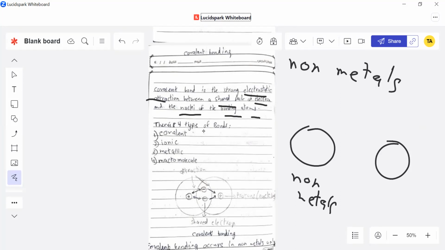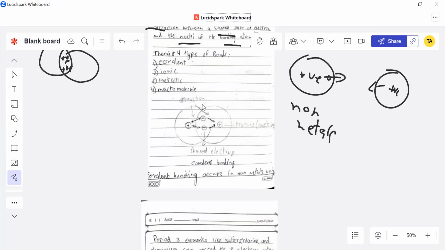So when two non-metals come together, the positive protons and the electrons are shared between these two non-metals, and the nuclei fuse together and they will have positive and negative attraction. So the electrostatic attraction between a shared pair of electrons and the nuclei of the bonding atoms will cause covalent bonding. So this is an example of covalent bonding.